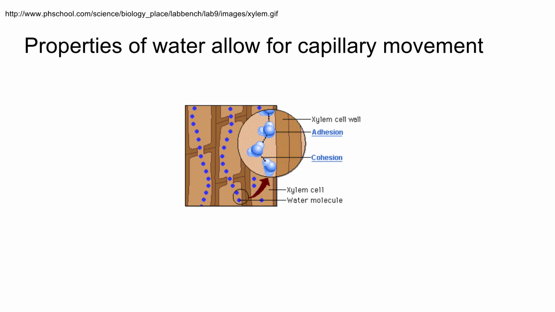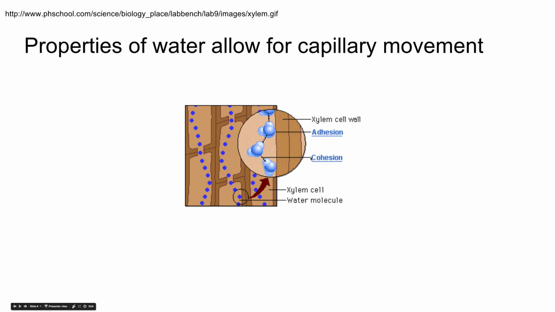So it's less dense as a solid than it is as a liquid, so ice will float. It turns out to be excellent at absorbing heat, so it has a high specific heat capacity. Water has a high surface tension, and that's because it can have this thing that we call adhesion and cohesion. Water has the ability to make 4 hydrogen bonds.